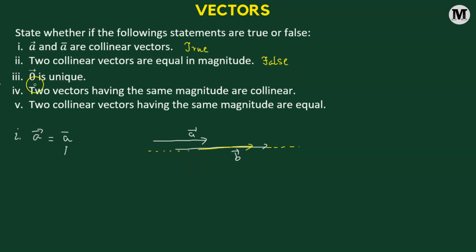Now, the third one is very important. Zero vector is unique. Is this a true statement or a false statement? So what we'll do, we'll try to prove this with the help of a contradiction. Let's say we have some space which contains different types of vectors. So here we're going to pick up a vector which is referred to as the zero vector. The zero vector means a vector which is dimensionless.